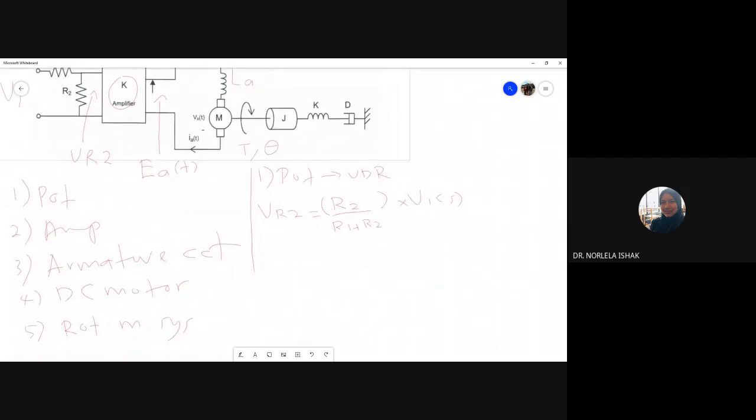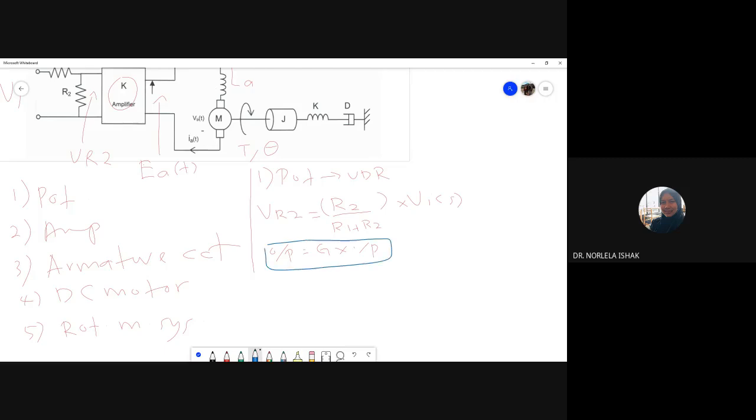Okay, and then from here, you have to identify which one is your input and which one is your output. So you have to rearrange the equation based on what? Based on output equal to gain multiply with the input, right? Okay, so does this equation fulfill this requirement or not? Dia dah follow ke tidak? Yes. Okay. So meaning VR2 is your output from the potentiometer system.